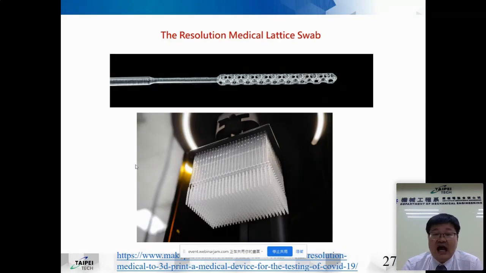And because this object is so small, a 3D printer can print a lot in one time. For example, like this one, I believe there are at least 400 swabs in one time. So it's a kind of production, and we can say it's a kind of mass production, because in one go, it can print 400 swabs. By injection, it also takes some time. So therefore, it's an advantage of 3D printing.